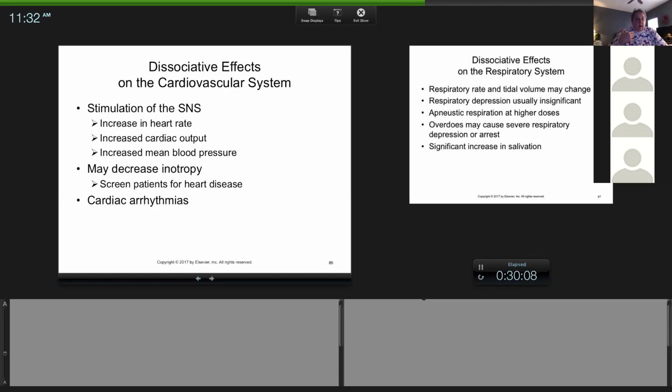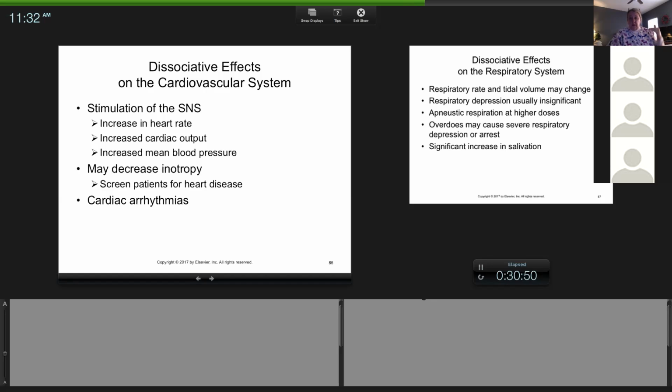Key here, though, I always talk about the cardiovascular system. This group of drugs actually stimulate the sympathetic nervous system. So you tend to see an increased heart rate, increased cardiac output, increased blood pressure. Now that sounds fantastic, right? I want a good heart rate, I want good blood pressure, except if I have an animal with pre-existing heart disease or tachycardia. If I have a hyperthyroid cat for a dental, I tend to stay away from ketamine because typically hyperthyroid cats have thickened heart muscle. They are usually tachycardic. And a lot of times they have high blood pressure. So why would I give them a drug that's going to make all that worse?